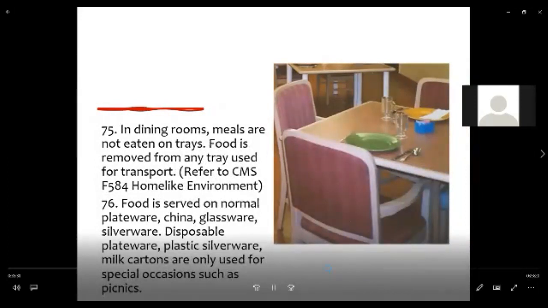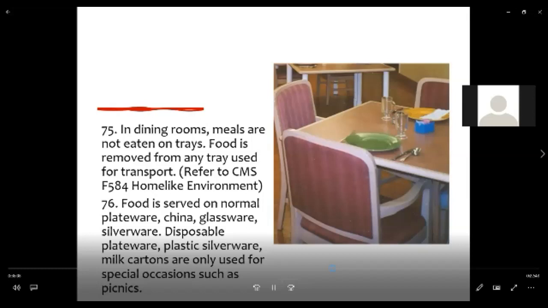All right, 75, in dining rooms, meals are not eaten on trays. Food is removed from any tray used for transport. I hope this is not happening in Wyoming, but I do not know. Sadly, in some of the Zoom meetings, I have actually seen the horseshoe tables, which, by the way, Wyoming, are antiquated. I haven't seen them for decades, and I was shocked to see them. And so maybe food is still being served on trays as well, but both of those items are really artifacts of an institution.